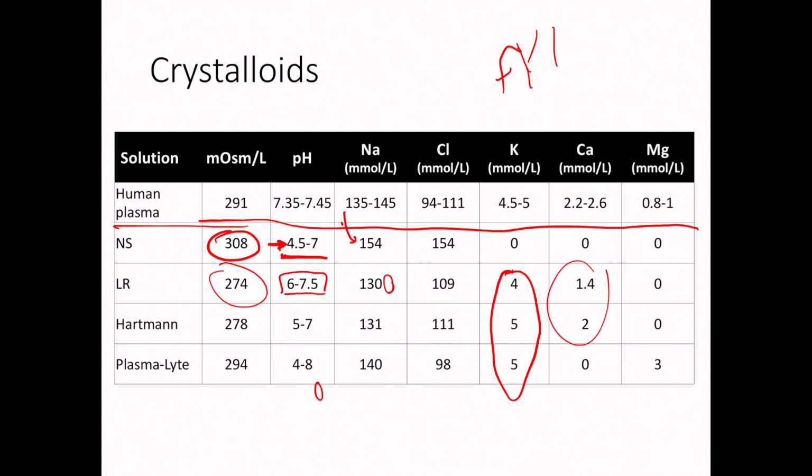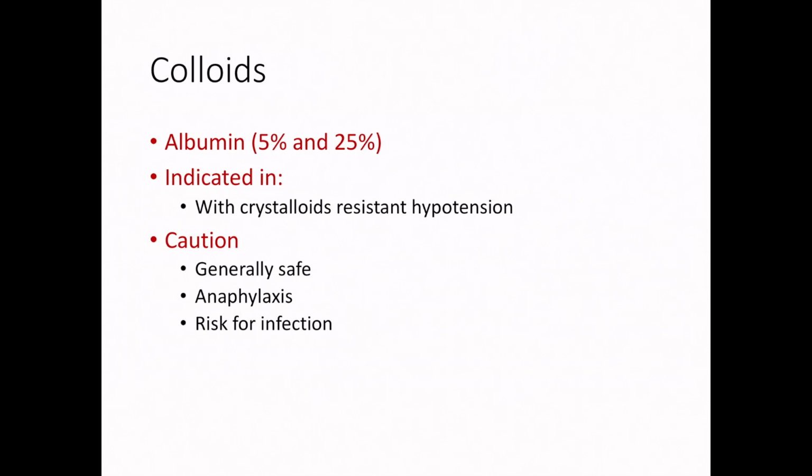Again, this is just for your information, but it's kind of me showing my work. Now, in comparison, let's talk about colloids. Albumin comes in two different solutions, 5% and 25%. So 25% is technically hypertonic, and it actually will bring almost all the fluids intravascularly.